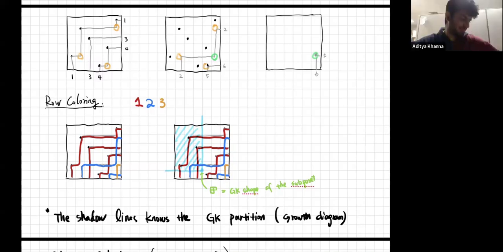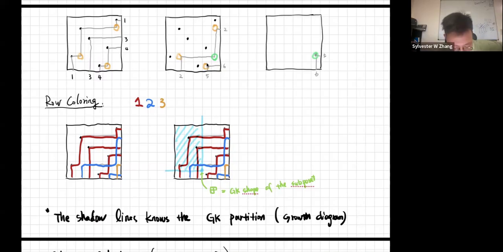One question about the growth diagrams. Is there a way to go from a growth diagram to a shadow line construction? Yeah, that's what I was talking about. I can tell you how to do that. In general, there are growth diagrams for shifted tableaux, for example. Could you do a shadow line type construction for shifted tableaux? You can try. I don't think it exists in the literature, but that's something you can try. Maybe you can write a paper about it.